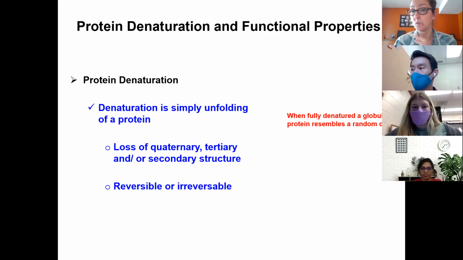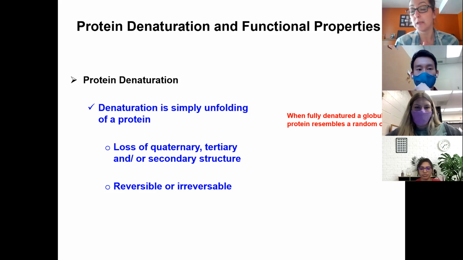Oftentimes, as we talked about with FTIR last time, when we measure secondary structures by FTIR, we look at alpha helix, beta sheet and random coil. And oftentimes we take the ratio of alpha helix to beta sheet as an indication of denaturation. Of course, if the protein is hydrolyzed, that's the primary structure, denaturation of the primary structure. So if we have hydrolysis, this also goes under denaturation.